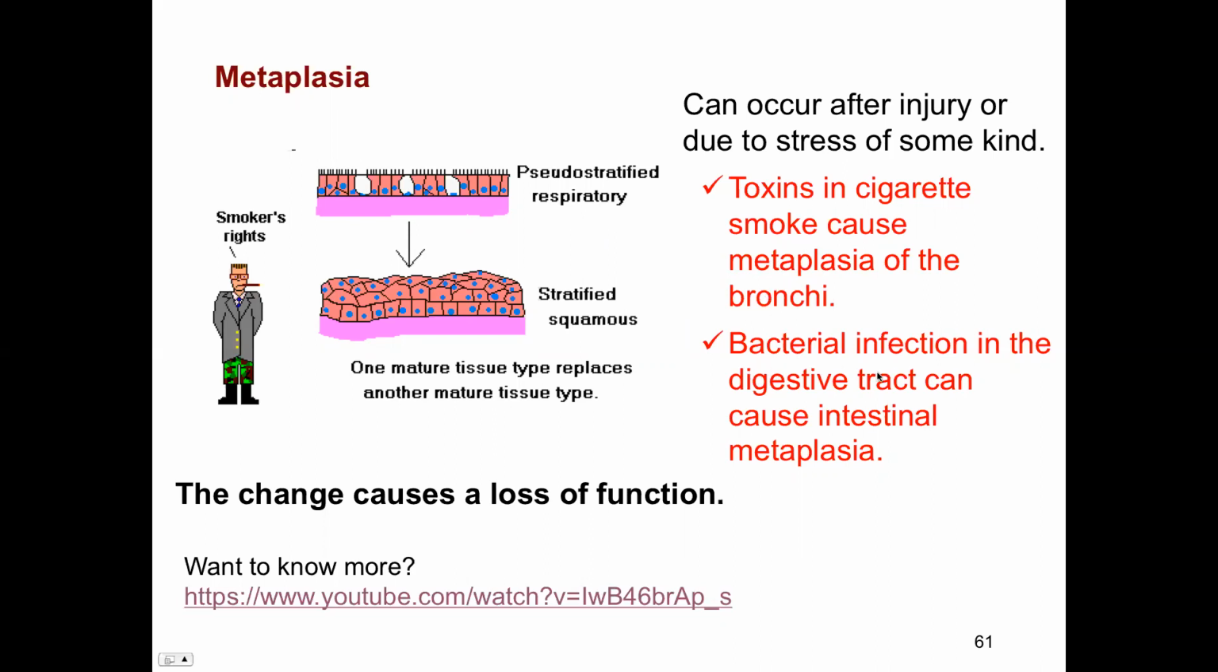A bacterial infection of the digestive tract can cause the intestinal lining to switch to a squamous type. That can also occur. So you can see here with smokers, your pseudostratified ciliated respiratory epithelium becomes a stratified squamous. And stratified squamous is like skin, right? So it's a protective thing, and you're not going to be able to get gases through here, all right? So this is the importance of metaplasia.